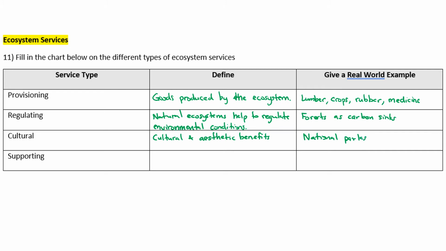Supporting. Provide a service that would be costly to humans to generate. Pollination.